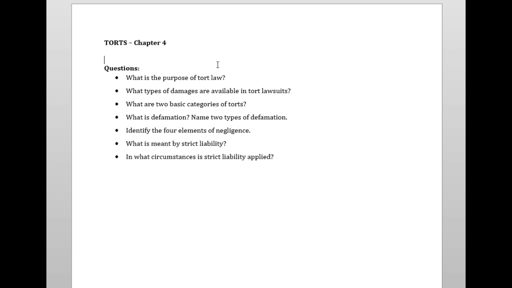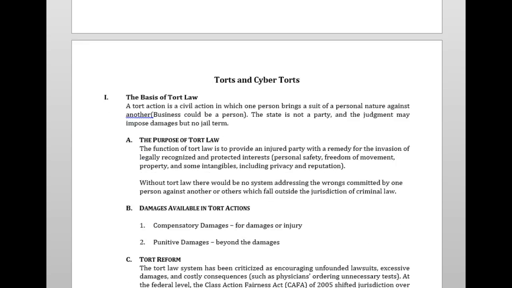We're going to identify the four elements of negligence, which falls under unintentional torts, and then we're going to look at what strict liability is, and in what circumstances strict liability is applied. Those are the items we need to be concentrating on as we go through this chapter. So let's get started.